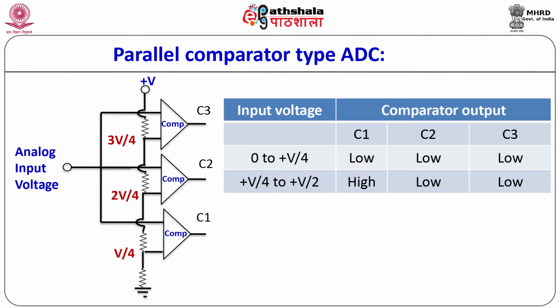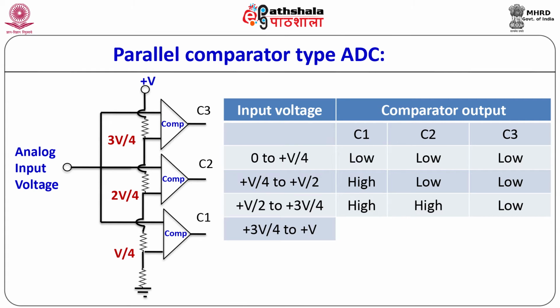When the input analog voltage is further increased and it is in the range of plus V by 2 to plus 3V by 4, it is found that the output of C1 and C2 will be high, whereas the output of C3 will be low. When the analog input voltage is further increased and it is in the range of plus 3V by 4 to plus V, for all the 3 comparators, the analog input voltage will be more than the reference voltage, and that is why the output of comparators C1, C2 and C3 will be high.